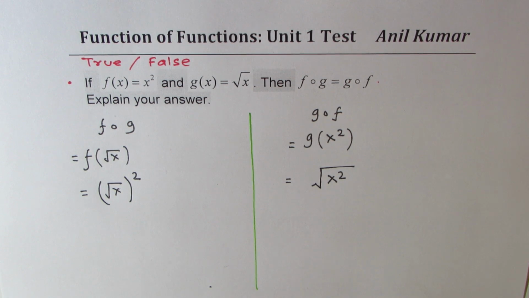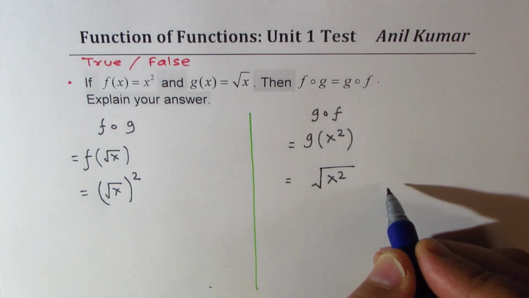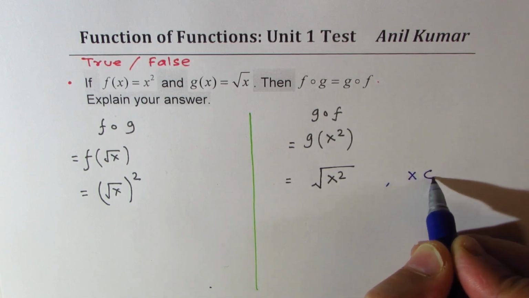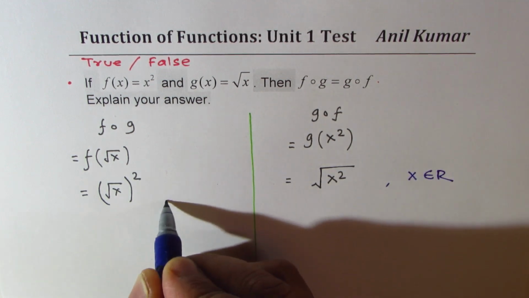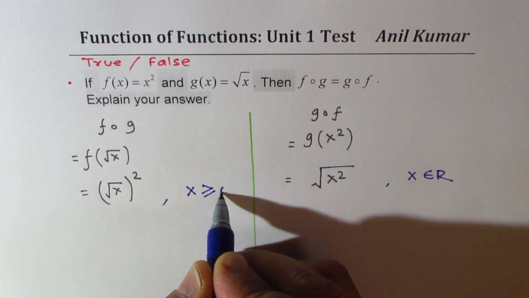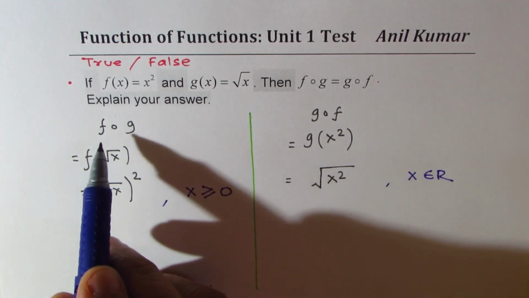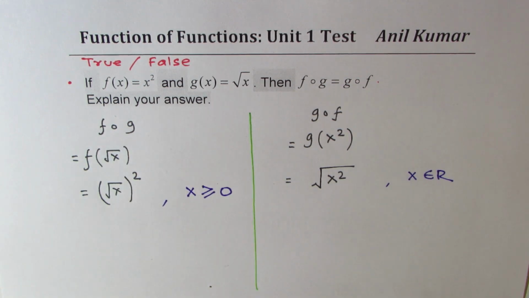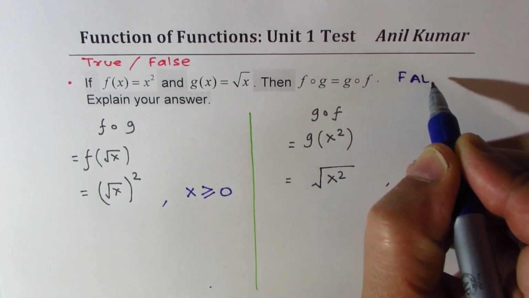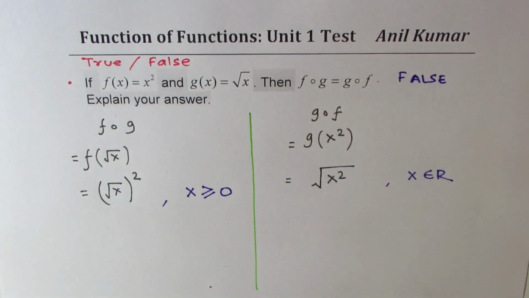Now, in these two cases, you could see here the value of x belongs to all real numbers. However, in this case, the value of x should be greater than or equal to 0. So that is a restriction when we are doing f of g. So definitely this is false. Correct? This is not true.